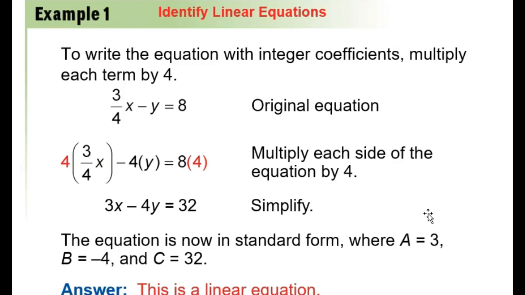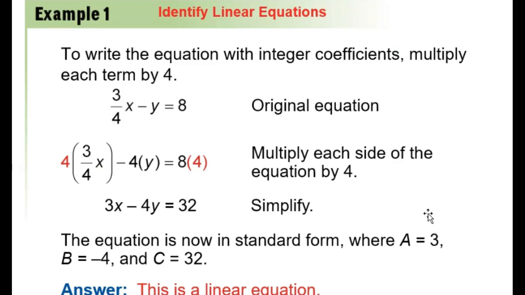What's that? Yes. If you multiply the fraction by the denominator, that will make it an integer. Okay? Now, since you multiplied one item by 4, you then have to multiply every single item in your equation by 4.